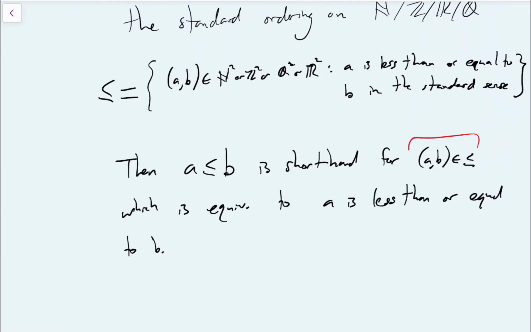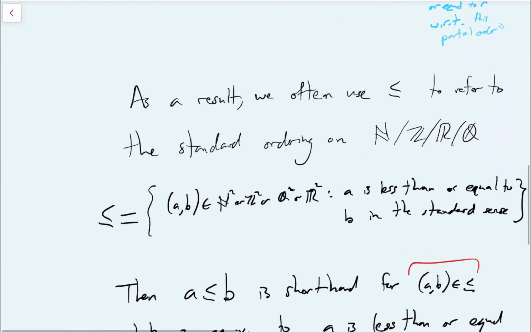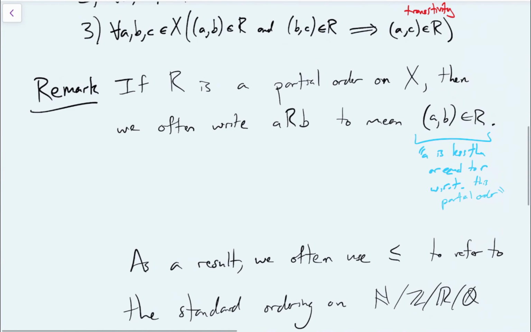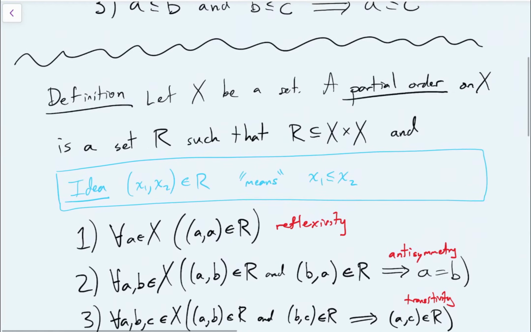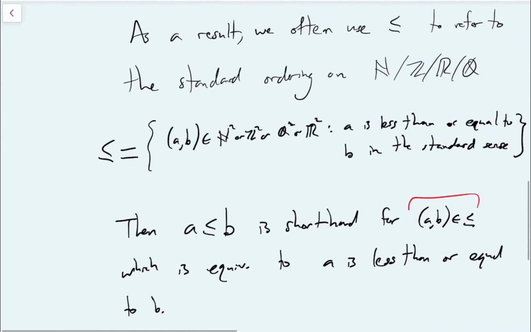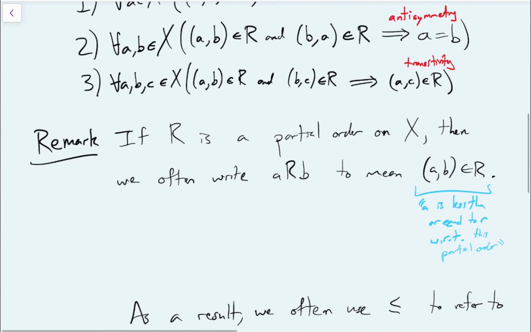Okay, so now this notation that we have using aRb to denote (a, b) in R coincides with our standard notation for less than or equal to when we have the convention that we denote that standard ordering by the symbol less than or equal to. The less than or equal to symbol now stands for this set of pairs that is the standard ordering on the corresponding set of numbers. Okay, so that was a little long-winded. That's the remark, I guess.